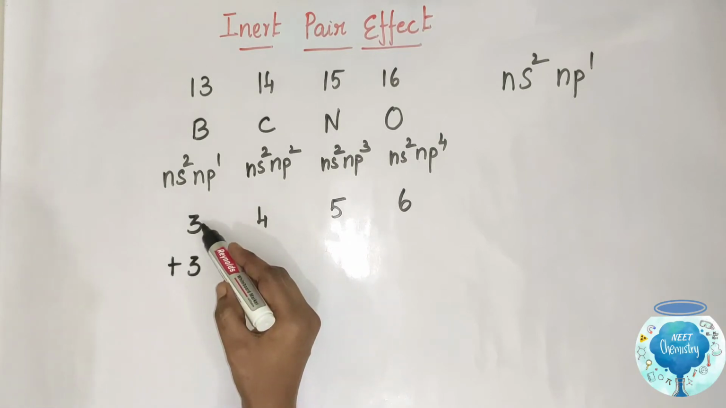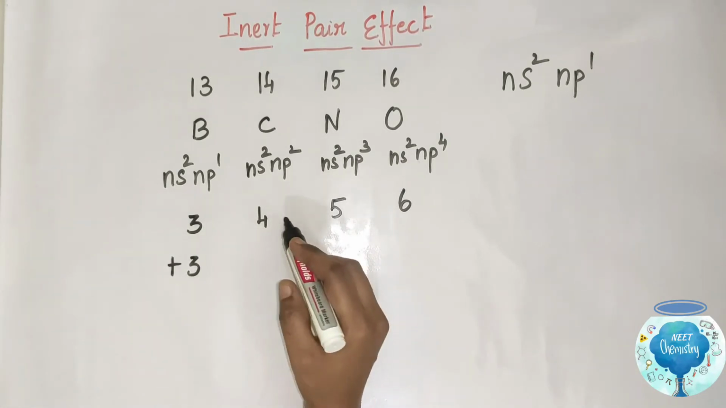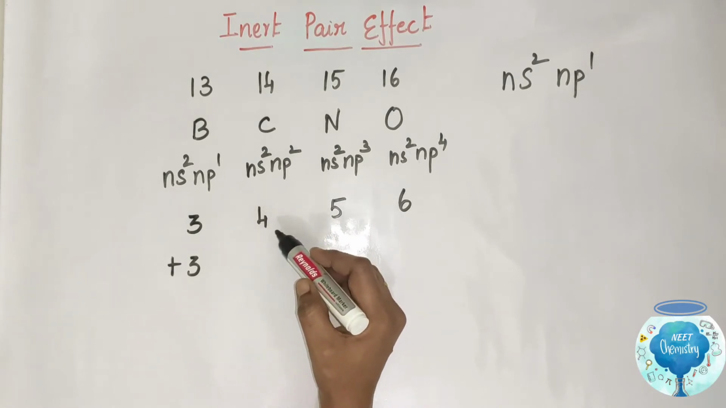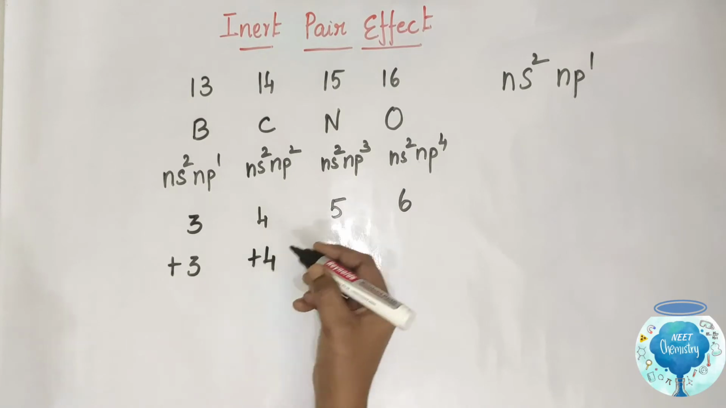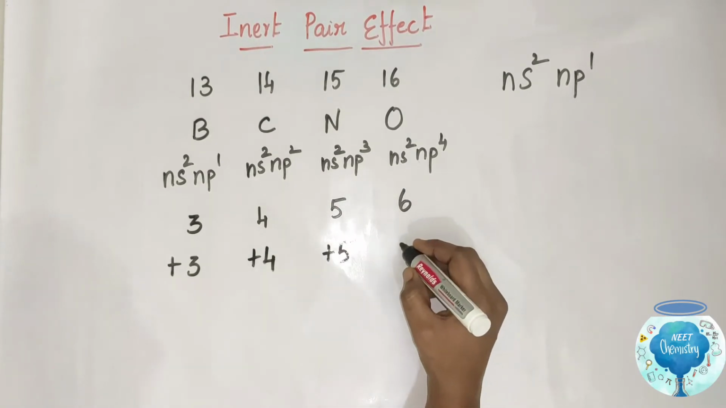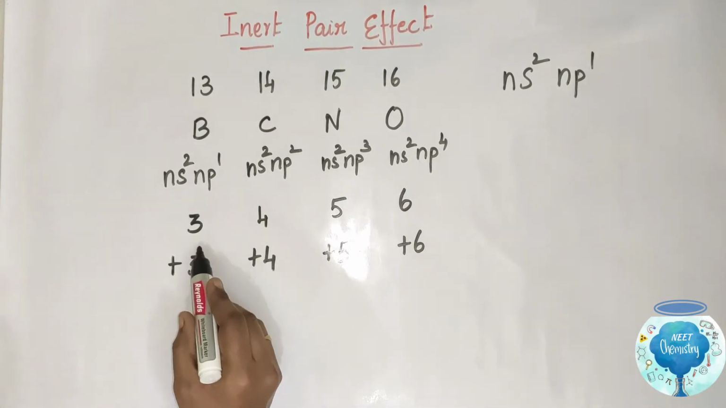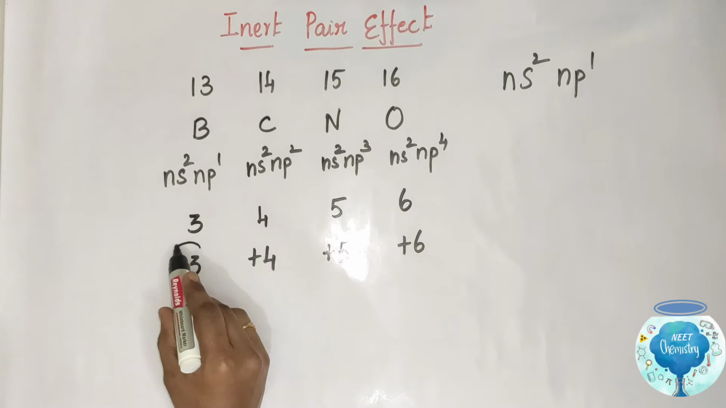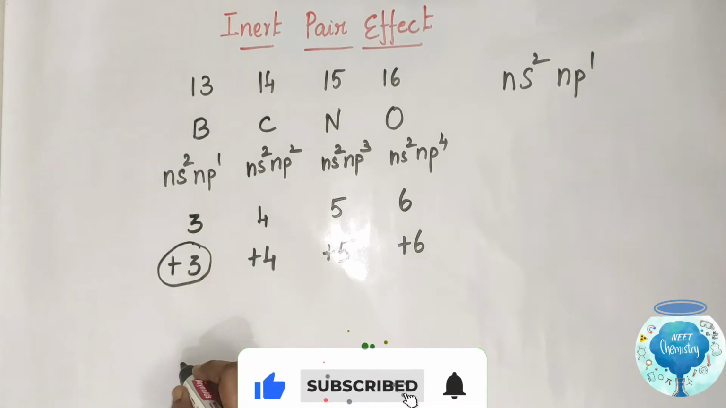The number of valence electrons equals the maximum oxidation state. The maximum oxidation state in carbon family elements is plus 4. In the nitrogen family it is plus 5. The oxygen family can show plus 6. The boron family elements have a maximum oxidation state of plus 3.